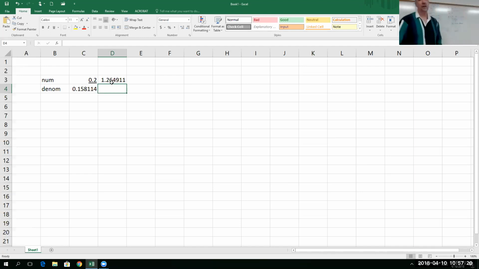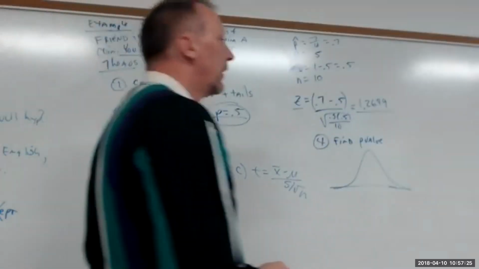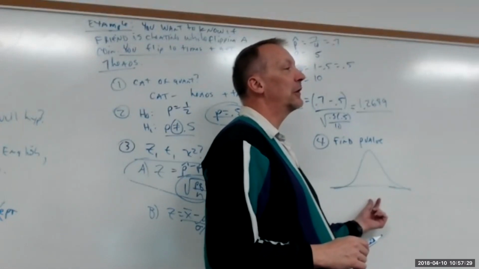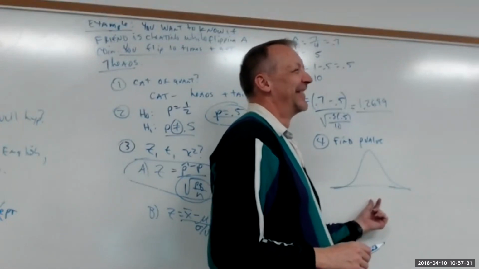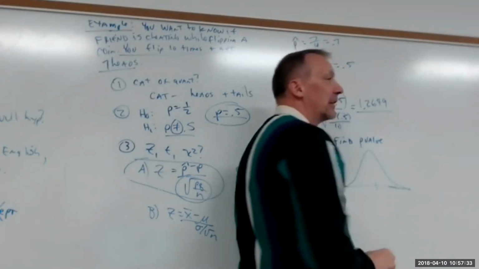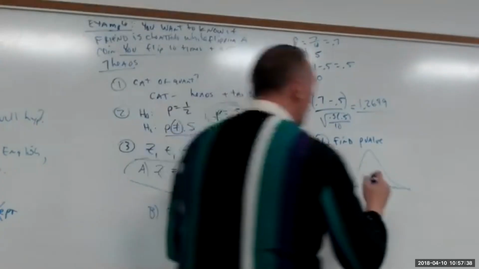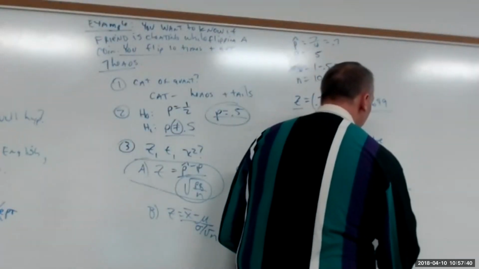Okay. Let's draw our picture here on the board so you can see my picture here. What is the mean of my picture? Jordan. It's 7. The mean is 7? No, it's not. What's your null hypothesis? Okay. 0.5. So P equals 0.5.